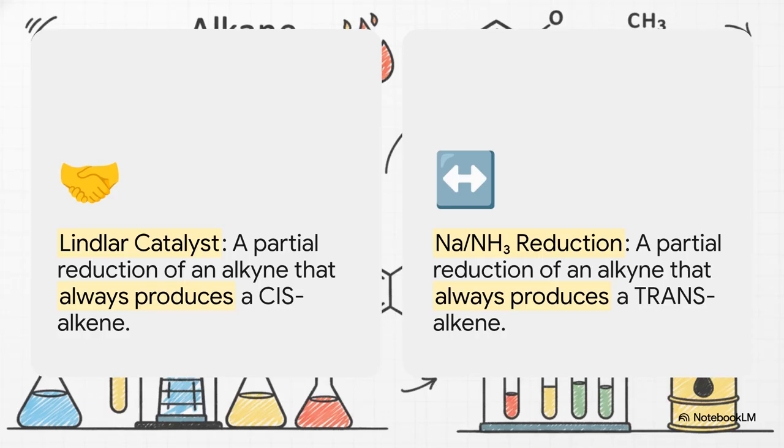This right here, this is a guaranteed question area. When you reduce an alkyne, the reagent you use literally decides the 3D shape of your product. If you see Lindlar's catalyst, the answer is always the cis-alkene. Always. If you see sodium in liquid ammonia, that's the Birch reduction. The answer is always the trans-alkene. There are no exceptions. This is easy marks.